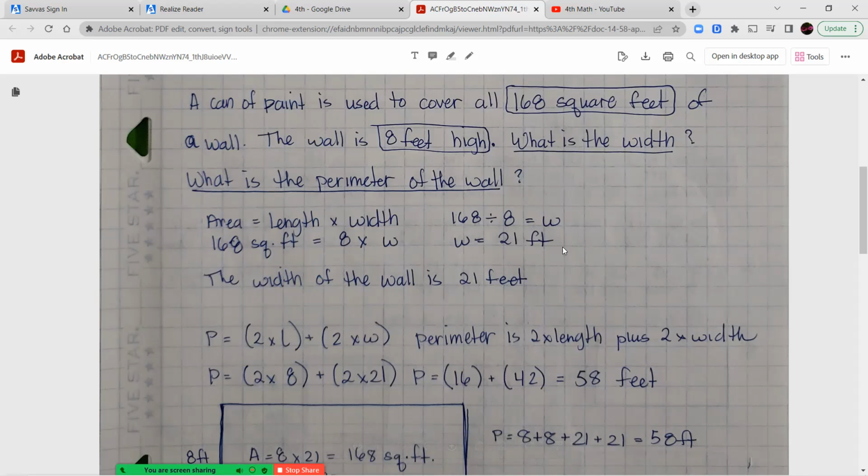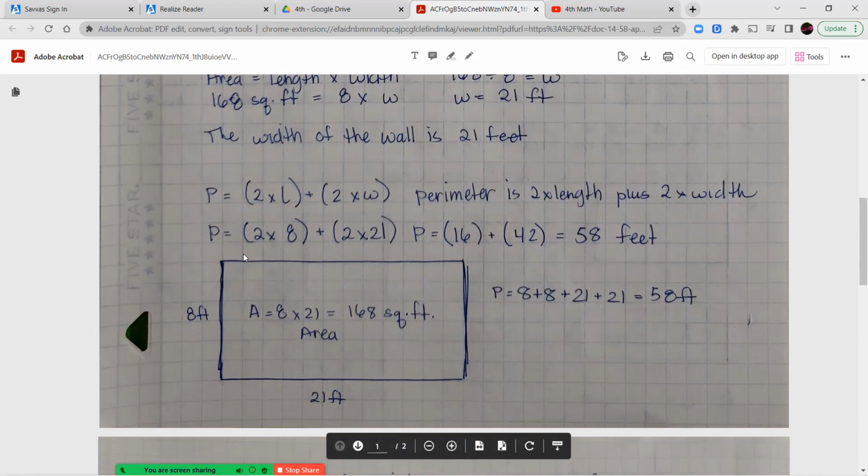Now I can use that information to find the perimeter. Remember, the perimeter is going to be the distance all the way around the shape. So 2 times the length, so 2 times the 8 is the length, plus 2 times the width, which is 2 times the 21. So 2 times 8 is 16, 2 times 21 is 42, 16 plus 42 is equal to 58. So the perimeter of the shape is 58 feet. So we did 8 plus 8 plus 21 plus 21.